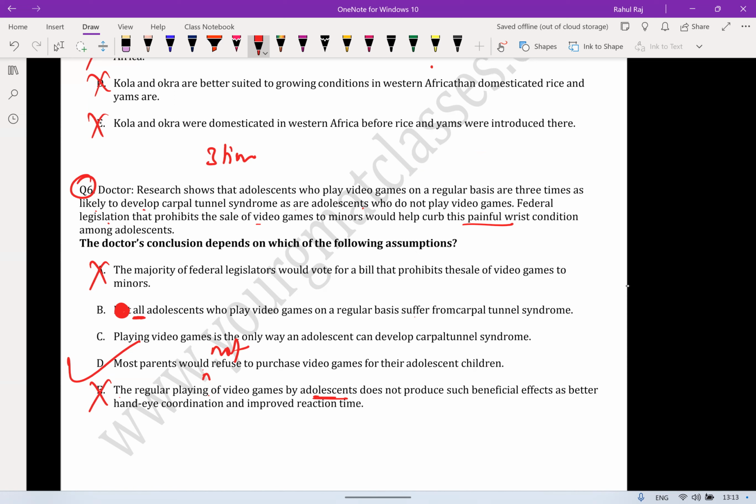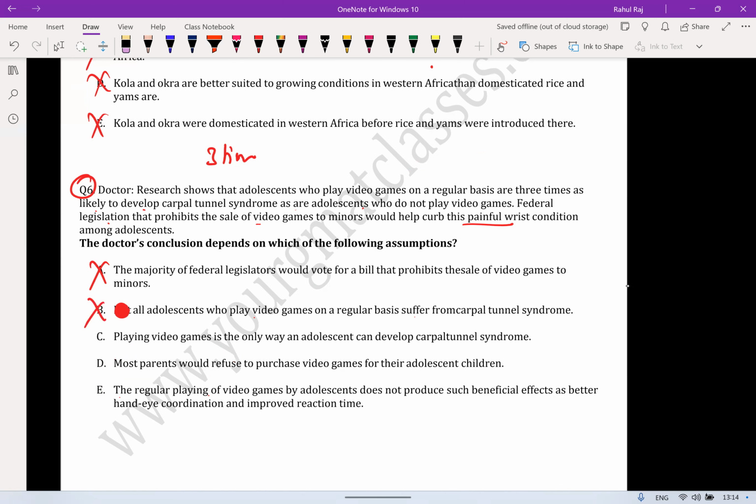Think about it. Let's not get into that discussion of 3 times and all. Imagine I negate it. All adolescents who play video games on a regular basis suffer from carpal tunnel syndrome. How is it trying to weaken my argument? It is in fact trying to strengthen my argument, because they suffer from carpal tunnel syndrome, and that's the reason the government should bring the rules in place. But once we negate, my statement should 100% try and challenge the argument, challenge the conclusion. Am I right? Anyone any doubt over here? Please speak up. This is the last question. Now come down to option number C.